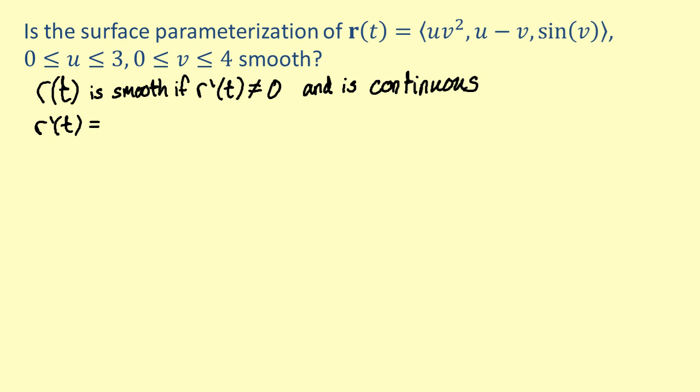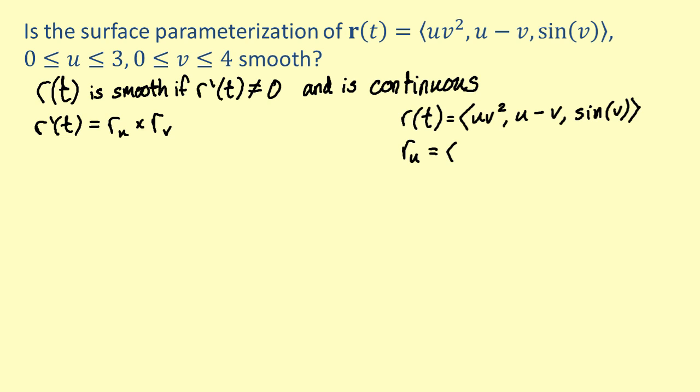R prime is the cross product of each derivative. Therefore, we must find r sub u and r sub v. Starting with r of t, we will take the derivative with respect to u and find r sub u. R sub u is equal to v squared, 1, 0. Then we will take the derivative of r of t with respect to v to find r sub v. R sub v is equal to 2uv, negative 1, cosine of v.